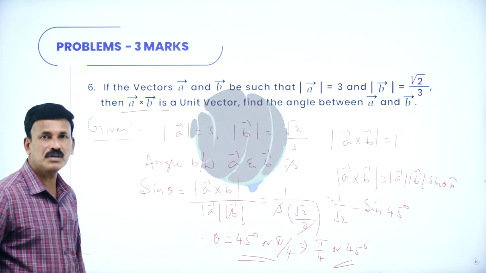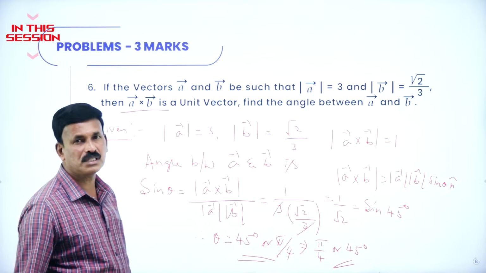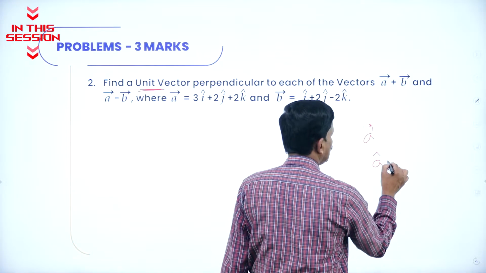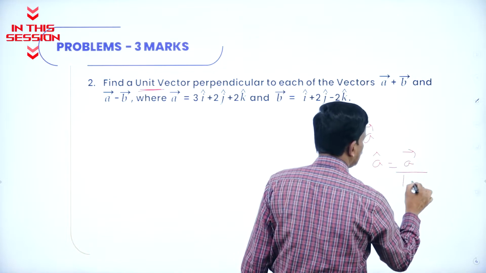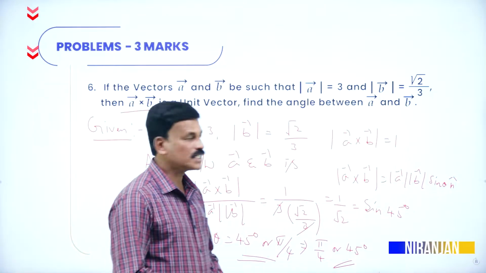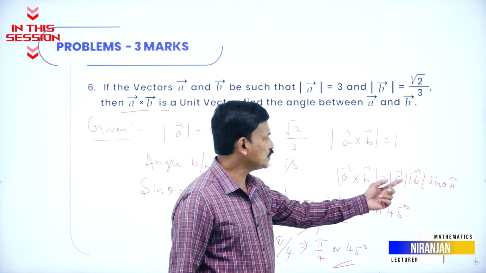So sin 45 is 1 by root 2, cos 45 is also 1 by root 2. So here theta is equal to 45 degrees. If A is a vector, then the unit vector of this is denoted as A cap, which is equal to vector A divided by its own length. This is for the vector A. A cross B is 1 means we know the length of A cross B is equal to length of A into length of B sin theta into n cap.